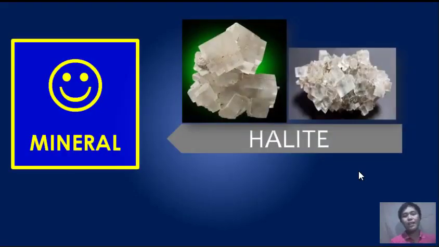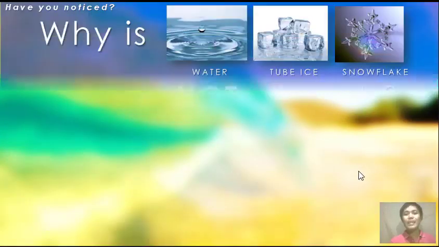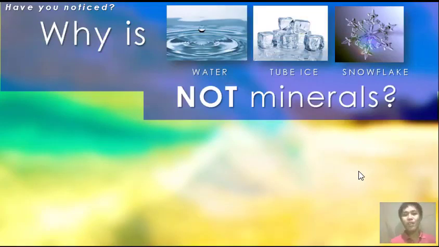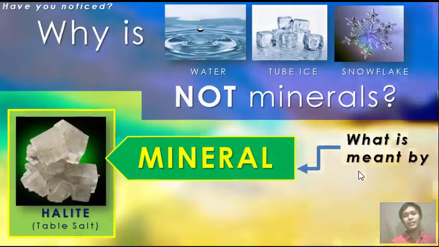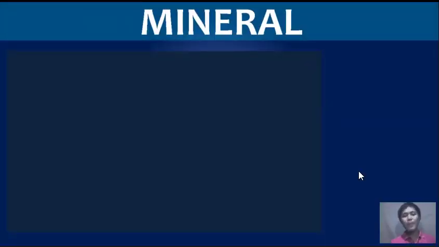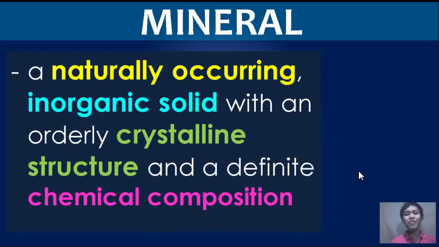But why? Have you noticed why water, tube ice, and snowflake are not minerals, and why halite is considered a mineral? What is really meant by a mineral? By definition, a mineral is a naturally occurring inorganic solid with an orderly crystalline structure and a definite chemical composition.